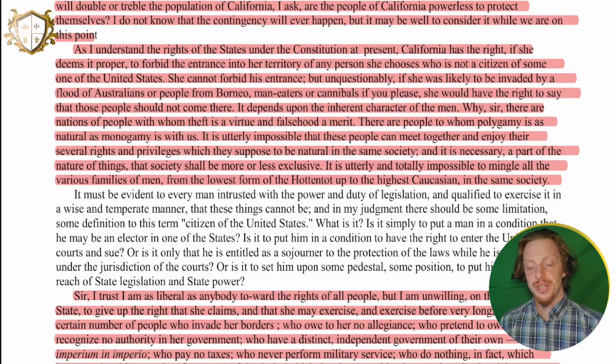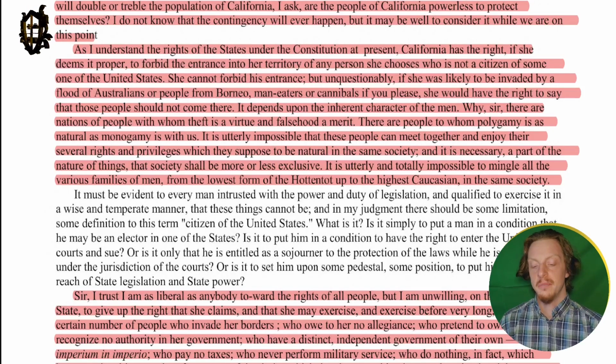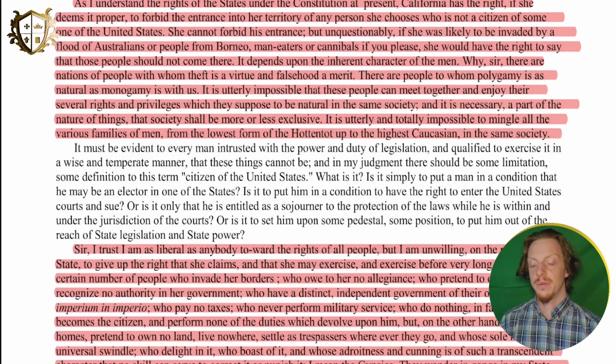She cannot forbid his entrance, but unquestionably, if she was likely to be invaded by a flood of Australians or people from Borneo, man-eaters or cannibals if you please, she would have the right to say that those people should not come there. It depends upon the inherent character of the men. Why, sir, there are nations of people with whom theft is a virtue and falsehood a merit. There are people to whom polygamy is as natural as monogamy is with us. It is utterly impossible that these people can meet together and enjoy their several rights and privileges which they suppose to be natural in the same society, and it is necessary a part of the nature of things that society shall be more or less exclusive.